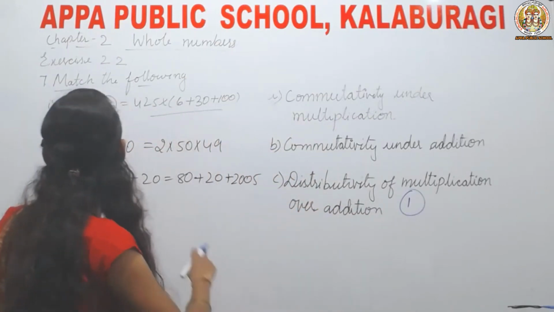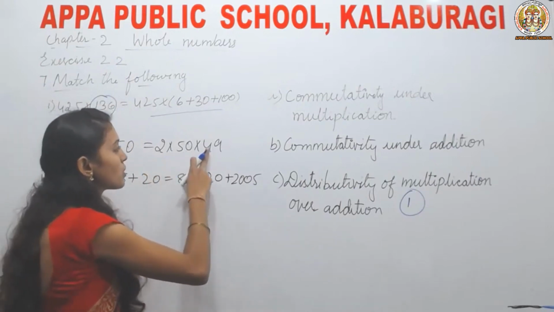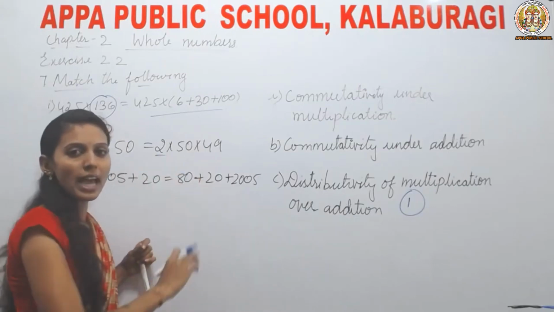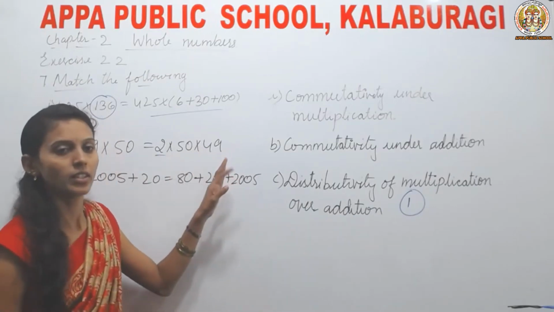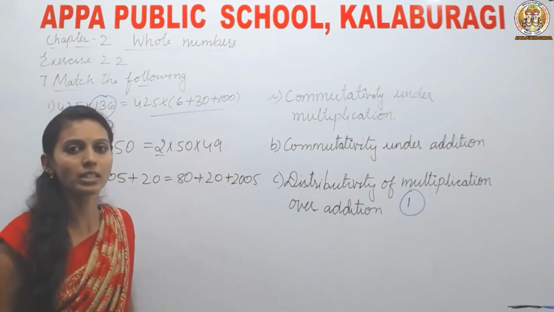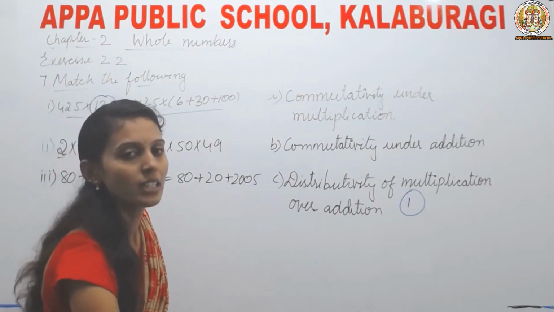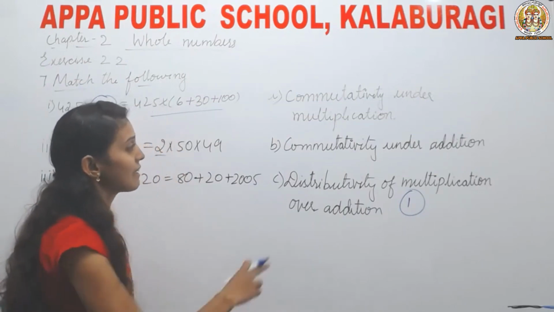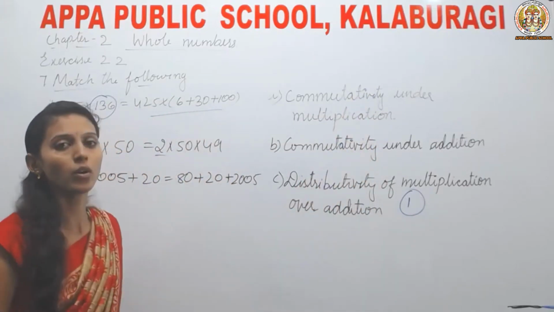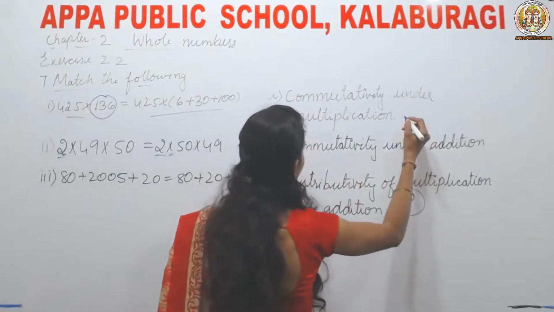Yes. Second one is 2 into 49 into 50 equals 2 into 50 into 49. Here 2 is the same, but the places of 49 and 50 have been exchanged. Right? A into B equals B into A. So what property is this? Obviously this is the commutative property, right? Commutativity under addition and multiplication both have been given, so this is commutativity under multiplication, right?